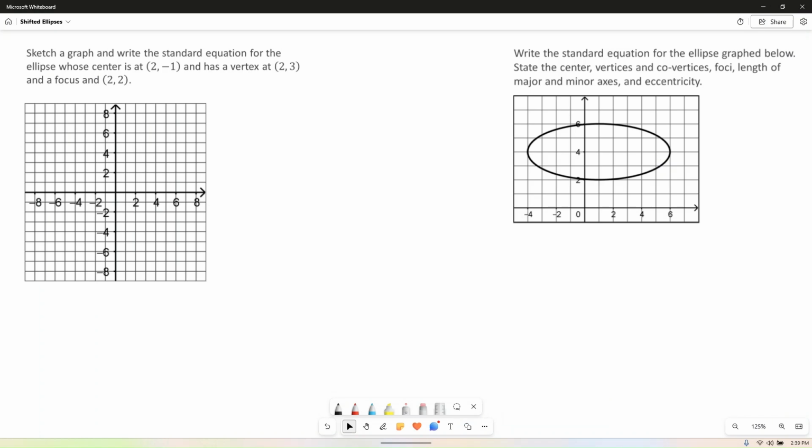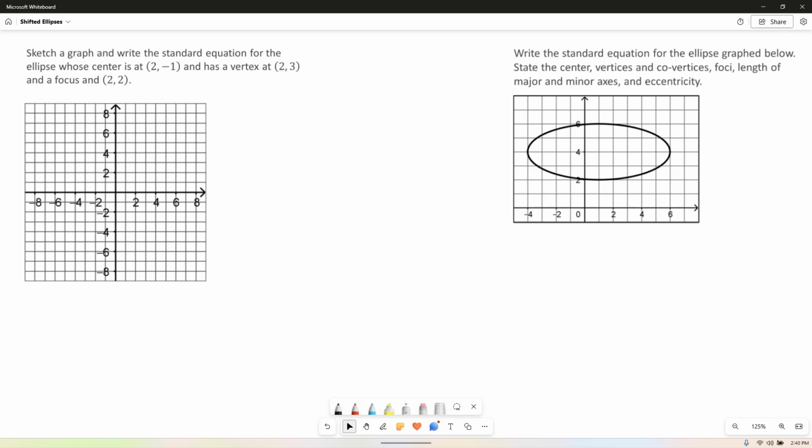Let's look at a few examples involving conic sections of ellipses, and we want to look at them where they are no longer centered at the origin. So they've been shifted vertically or horizontally in some direction to some amount. In our first example, we want to sketch the graph and write the standard equation for the ellipse. Its center is at (2, -1). It has a vertex at (2, 3), and one of the foci is at (2, 2).